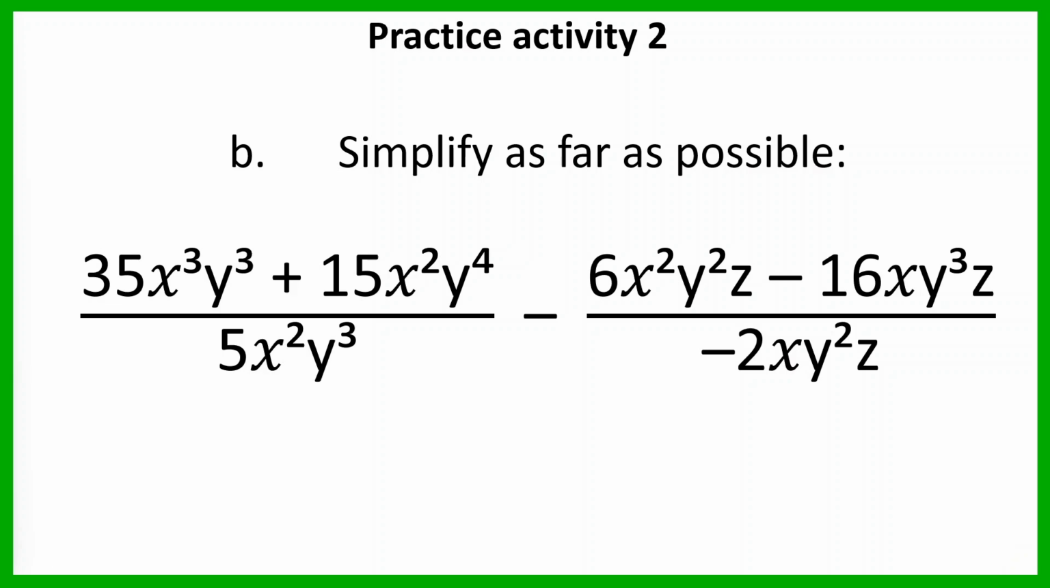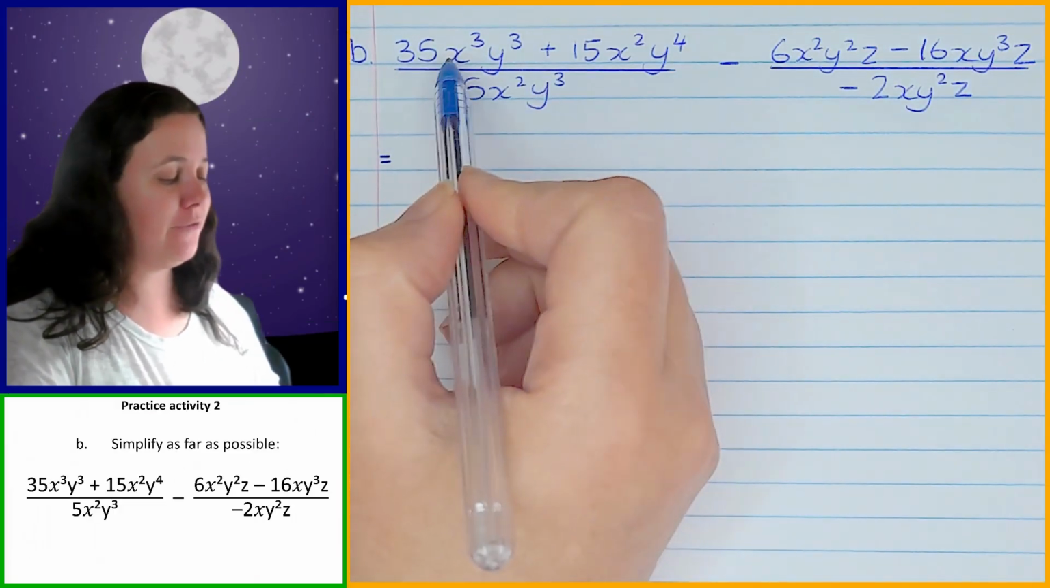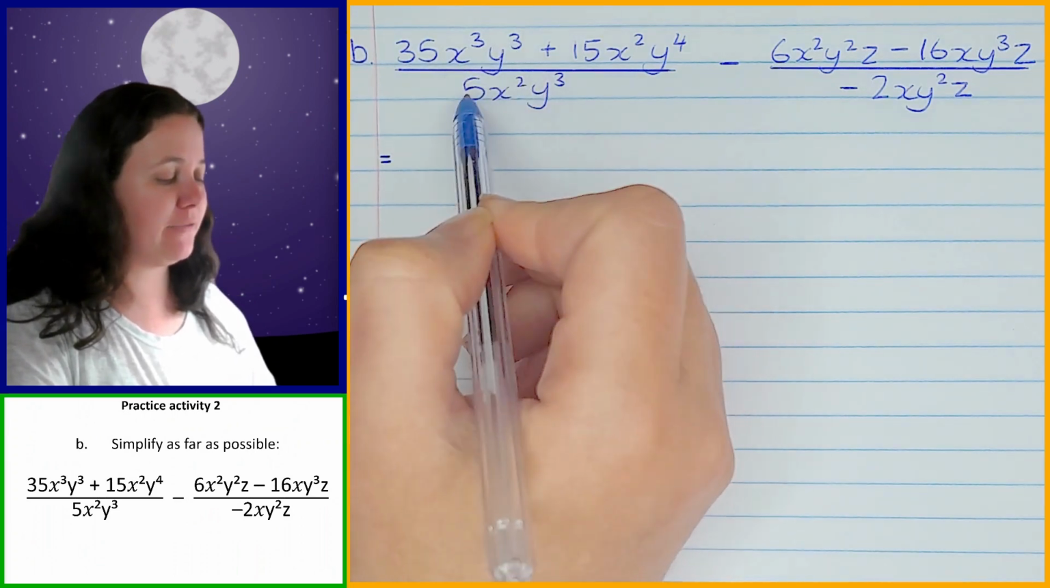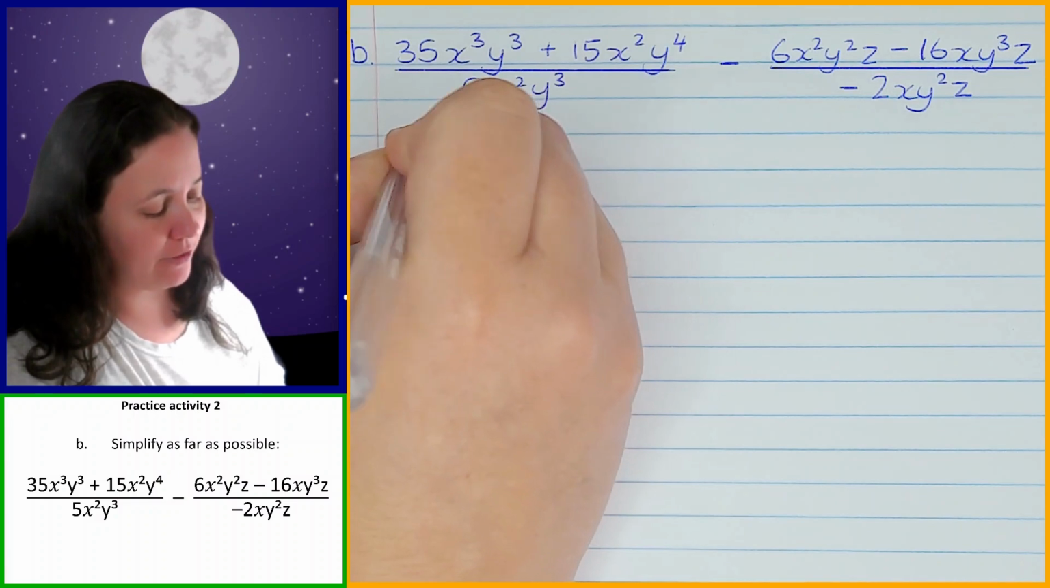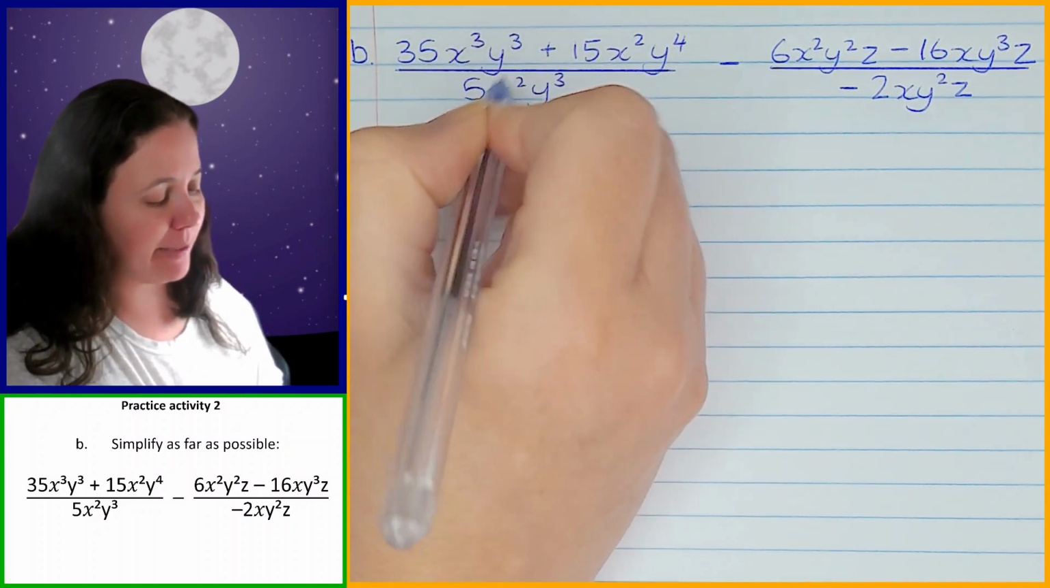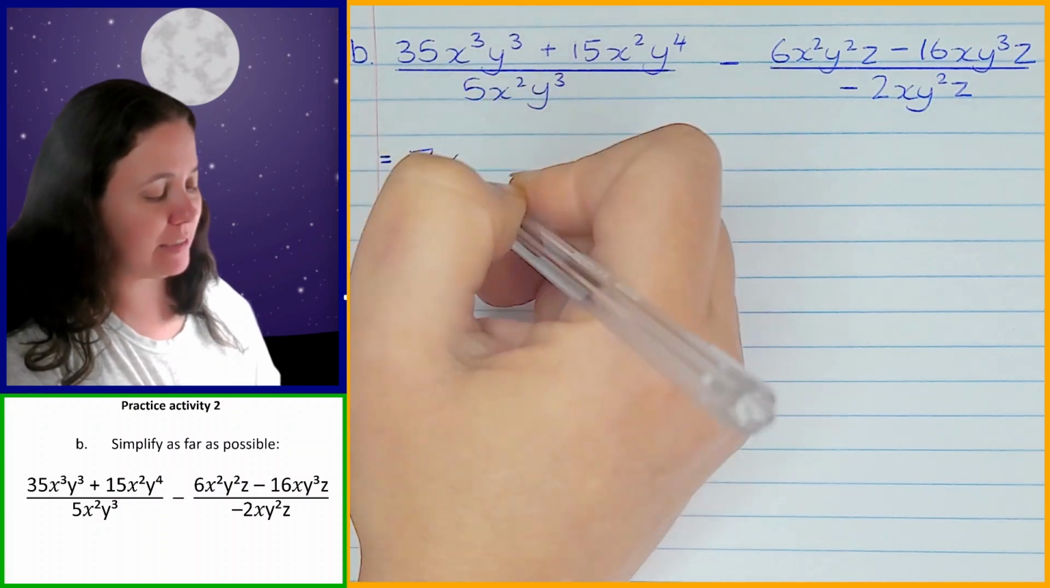Okay, so let's go through that and see what you should have got. Over here I've got 35x cubed y cubed that I need to divide by the 5x squared y cubed. So 35 divided by 5 is 7. X cubed divided by x squared is x. And y cubed divided by y cubed, those cancel completely.